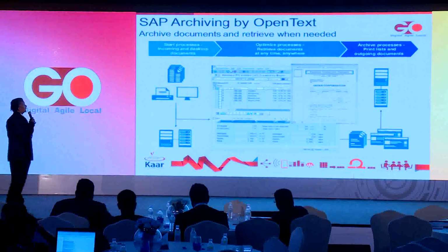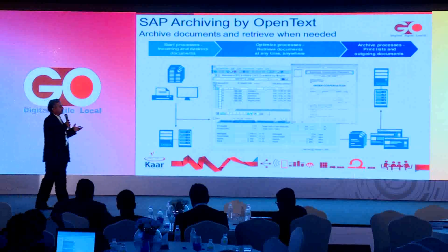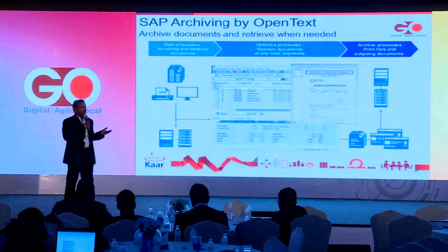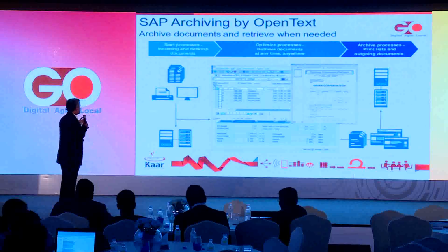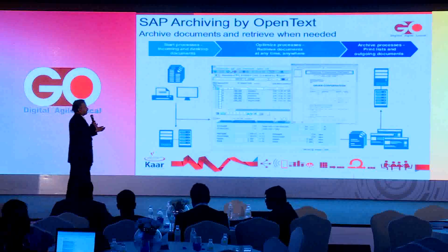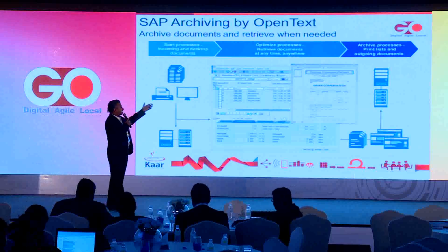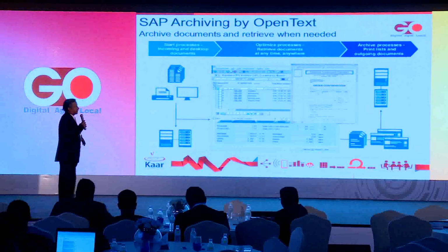SAP Archiving by OpenText. Again, I have talked about this. Here you get documents in different unstructured formats like PDF, Excel, or any other formats, and you start processing them at your desktop. You convert them into electronic format and store them, and later retrieve and print them. So this is the overall process in archiving and retrieval.